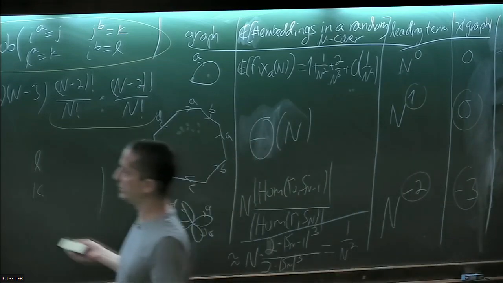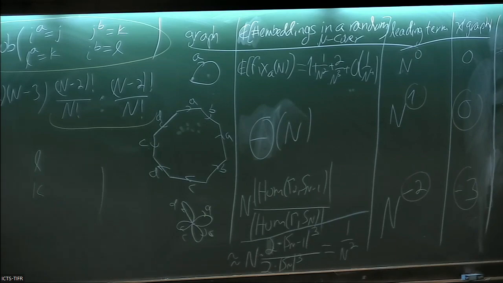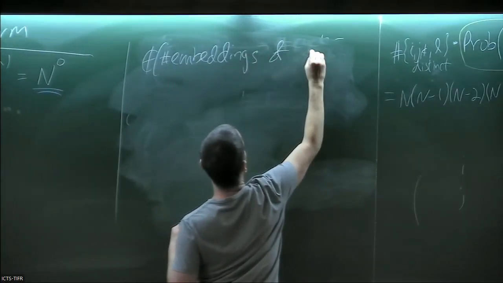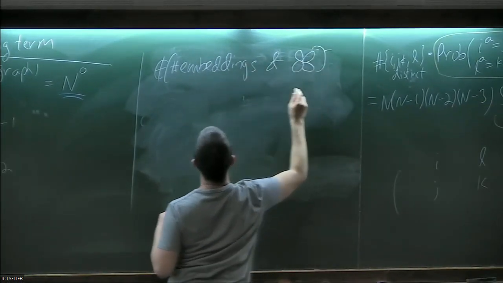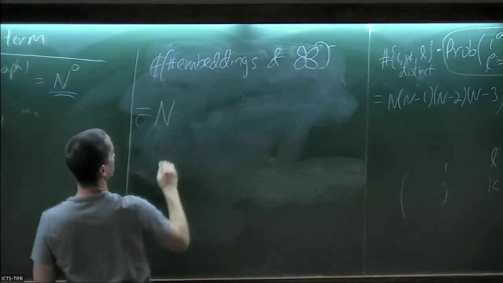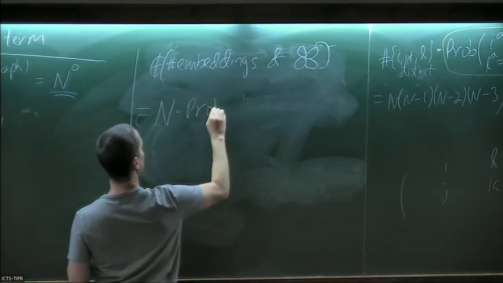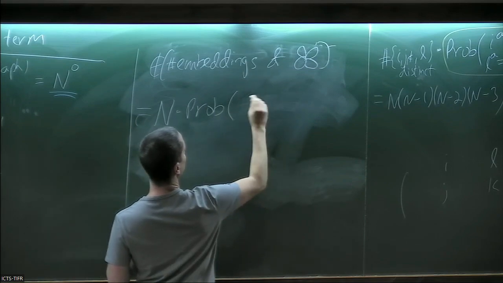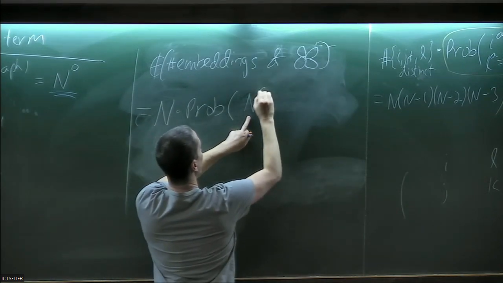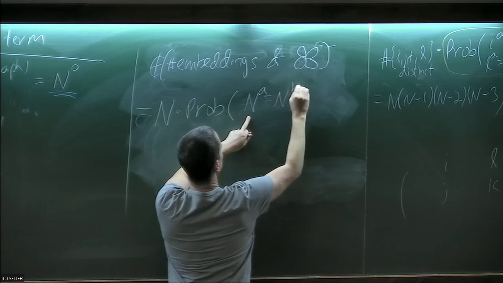So I want to understand what is the number of embeddings. I'm saying this is the same as n times the probability that the point, the element n, is mapped by A to itself, and also by B, and also by C.